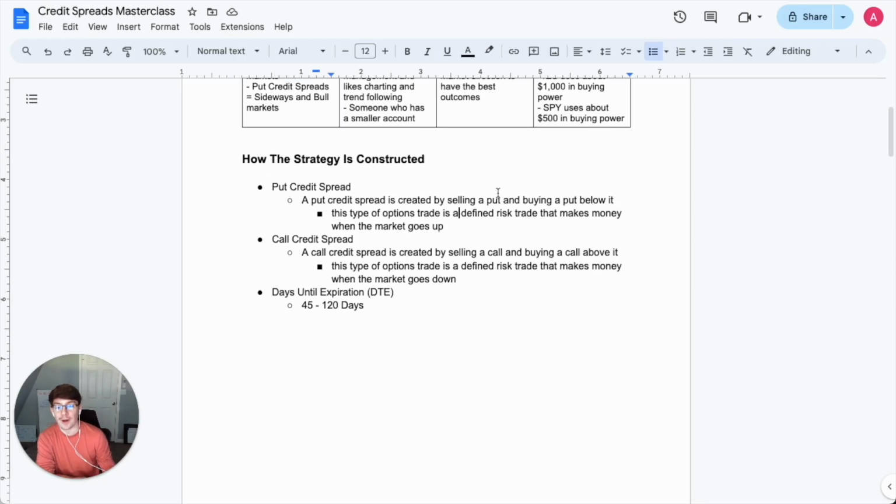Best days to expiration. Again, you can trade these, I should say, 0 to 45 days is best. These are traded more on a shorter-term basis because you're trying to catch those trends and you're trying to catch those moves.